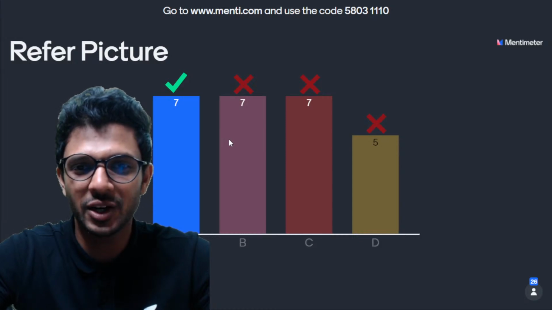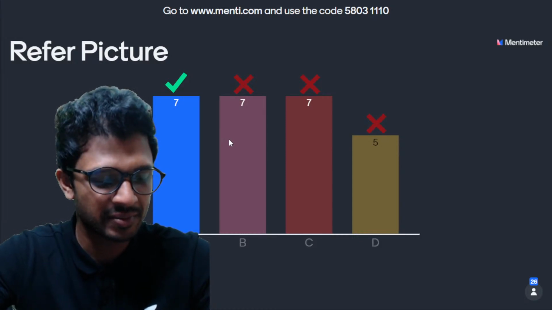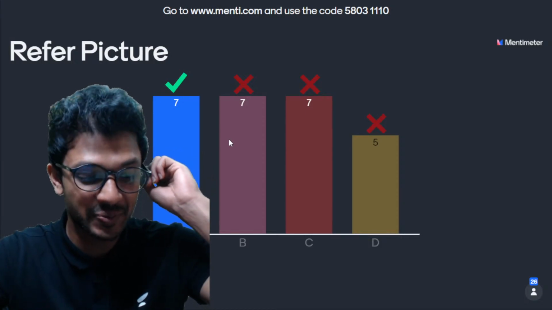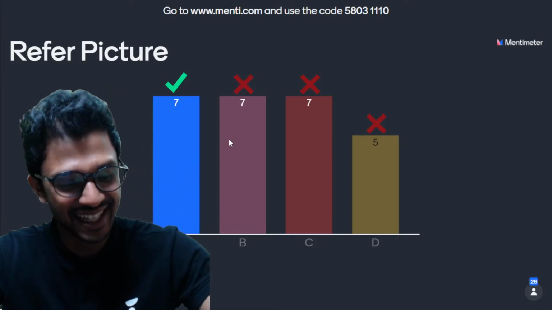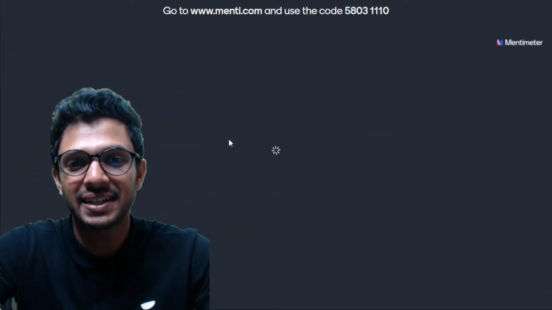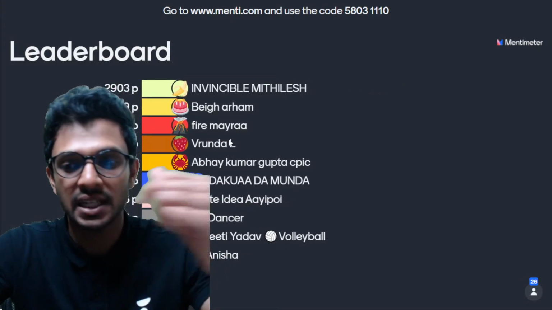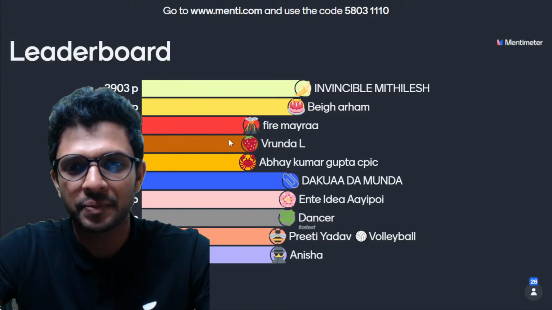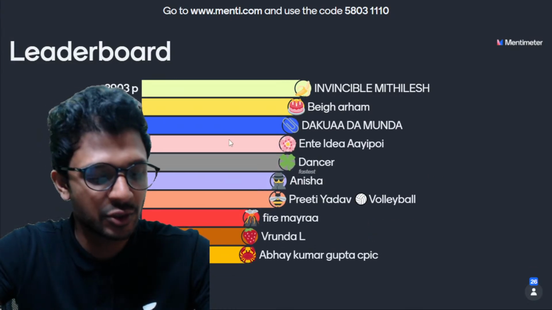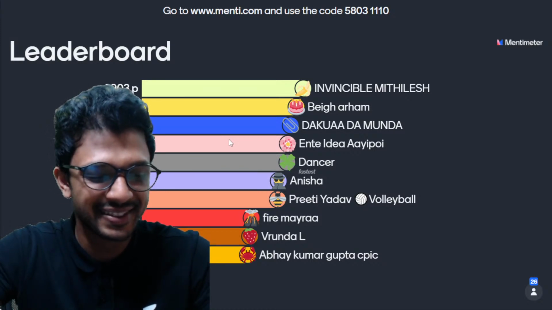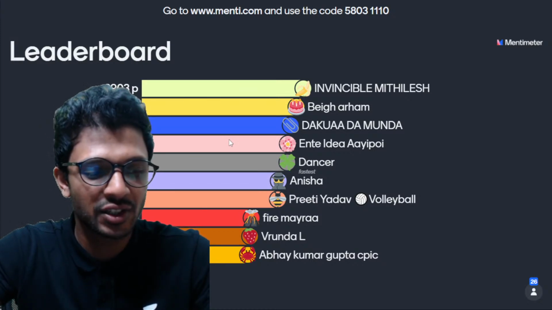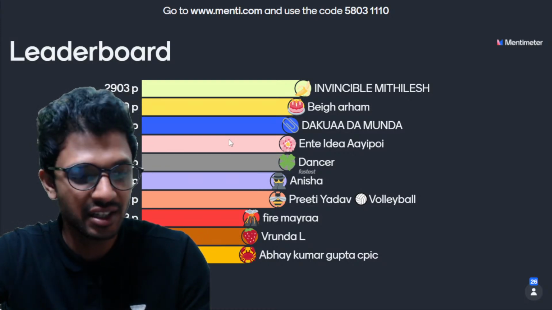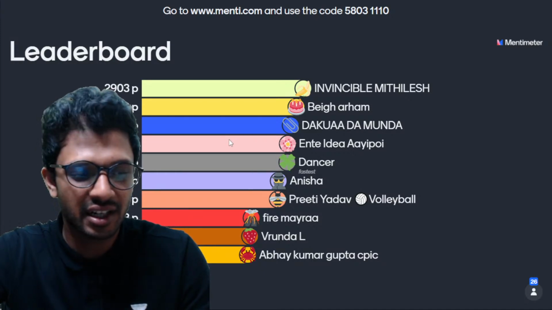Wow, option A, option B and option C, 7 people each. How is this? Are you all planning something and coming here to make the graph look so good? Okay, very good. Let's have a look at the leaderboard. What is on the leaderboard? Oh, Dancer, I think Sudeep, right? Sudeep is on the top, wow. Then Invincible Mithilesh, then Begram, Dakwa, Anti-Idea, Dancer is the fastest person, then Anisha, Preeti Yadav, then Fire Mara, Vrinda.